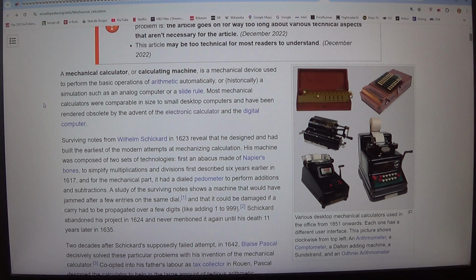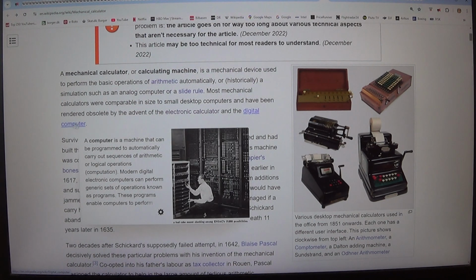December 2022. A mechanical calculator, or calculating machine, is a mechanical device used to perform the basic operations of arithmetic automatically, or, historically, a simulation such as an analog computer or a slide rule. Most mechanical calculators were comparable in size to small desktop computers and have been rendered obsolete by the advent of the electronic calculator and the digital computer.